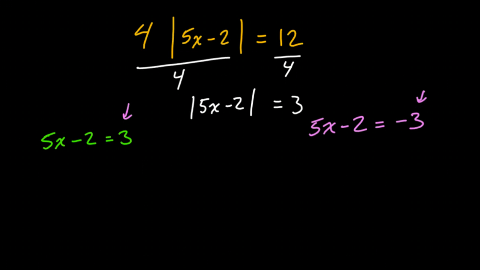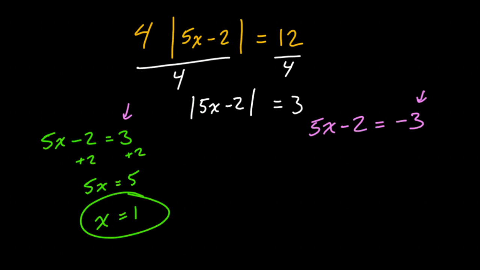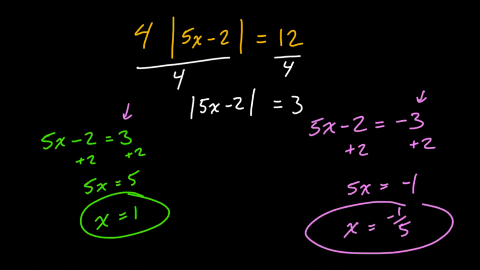I will add 2 to both sides here, and we get 5x equals 5. We divide each side by 5, and we get x equals 1. Same thing to the other side. We'll add 2. We get 5x equals negative 1. And if I divide each side by 5, I get x equals negative 1/5. Which means I've got 2 answers. Both will work equally fine. Answers are x equals 1 or negative 1/5.